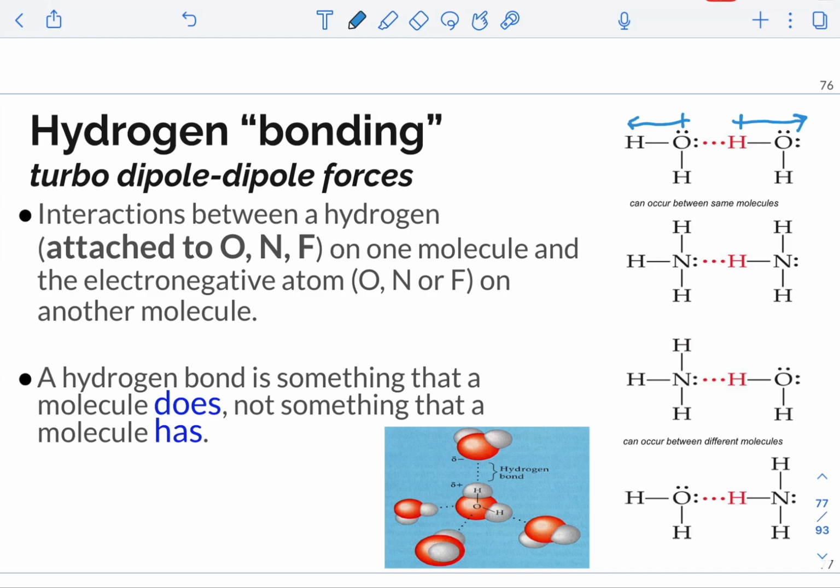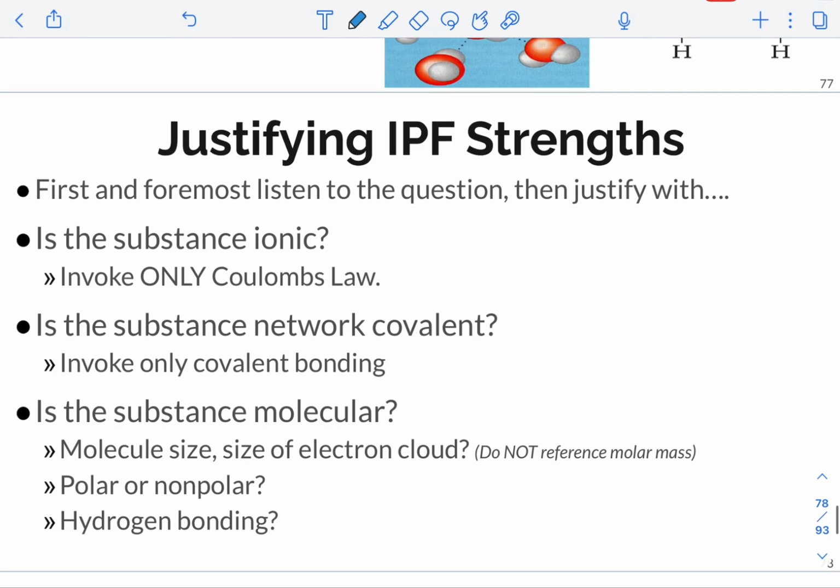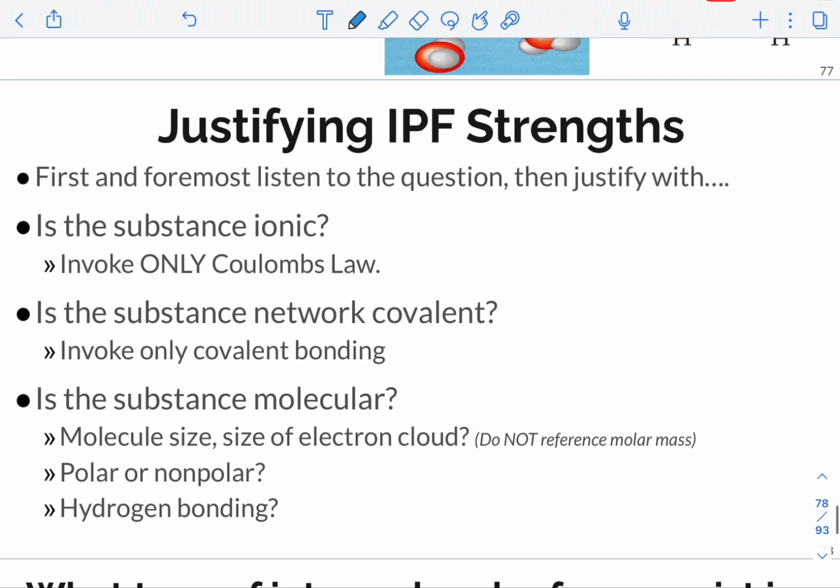Now, the hydrogen bonding is important because it actually accounts for a lot of what we see in the world, especially since water has hydrogen bonding. So one of the things you will see is that if you look at trends, an atom that has hydrogen bonding has a much higher boiling point and melting point than something that doesn't have it, much higher than you would expect, okay? So when you're talking about IPF strengths, when you're asked a question, this is kind of the summary of what you should do.